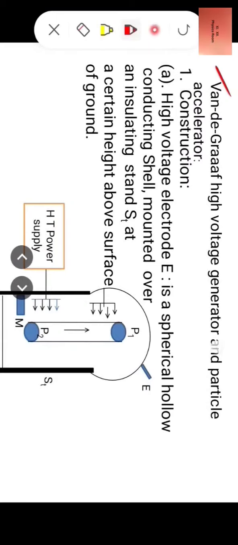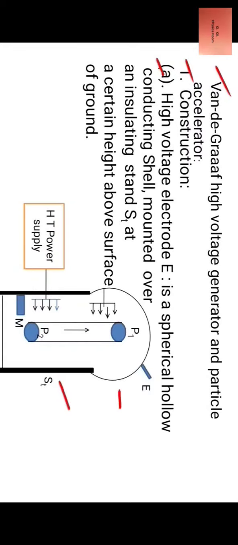First, construction. A. High voltage electrode E is a spherical hollow conducting shell mounted over an insulated stand S1 at a certain height above the surface of the ground, as shown in the diagram.